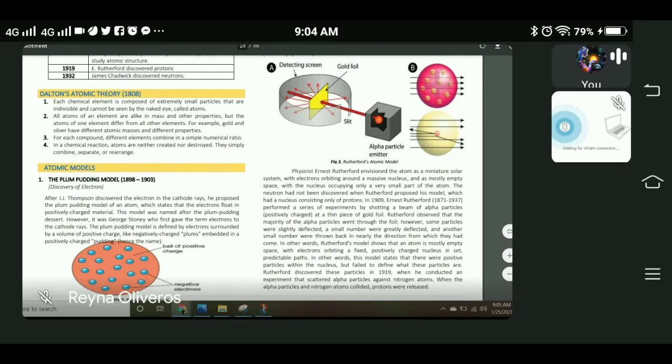So, after J.J. Thomson discovered the electron in the cathode rays, he proposed the plum pudding model of the atom, which states that the electrons float in positively charged material. So this model was named after the plum pudding dessert. However, it was George Stoney who first gave the term electrons to the cathode rays.